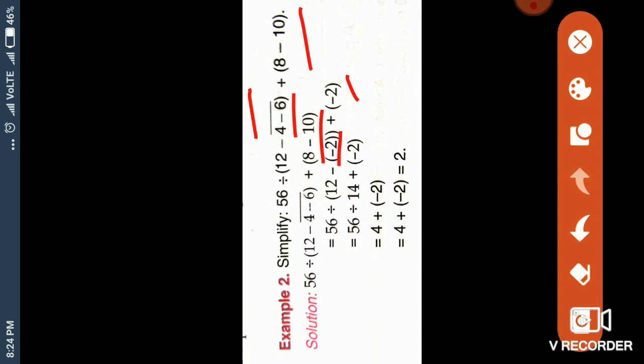And minus minus it will give positive, plus 14, and there is minus 2 remaining. And according to the rule, firstly we will solve the divide, then we will divide 56 by 14. 14 fours are 56, it will give 4. And now plus or minus, it will give minus, means 4 minus 2, it will give 2. This is the answer. Understand?